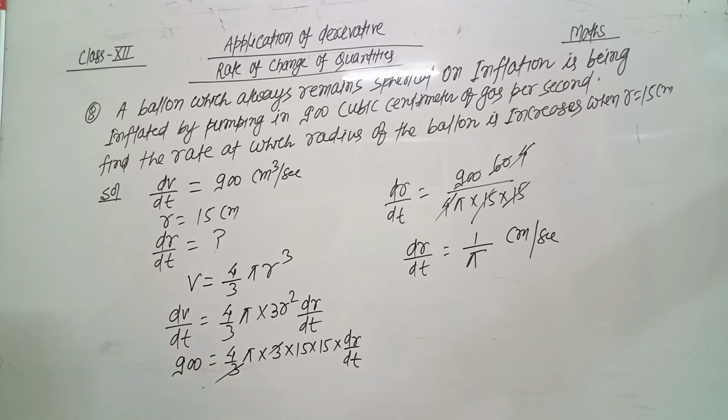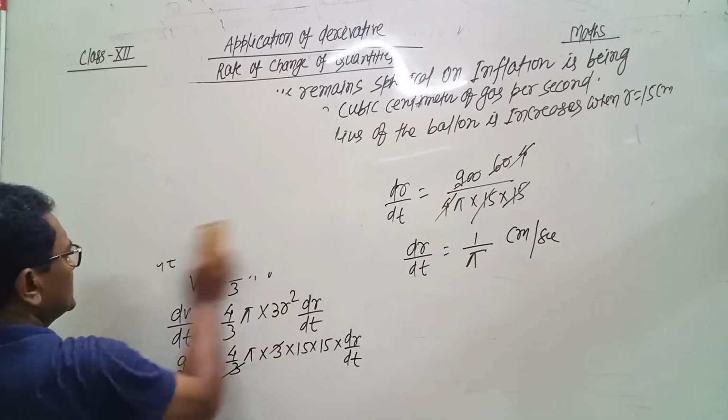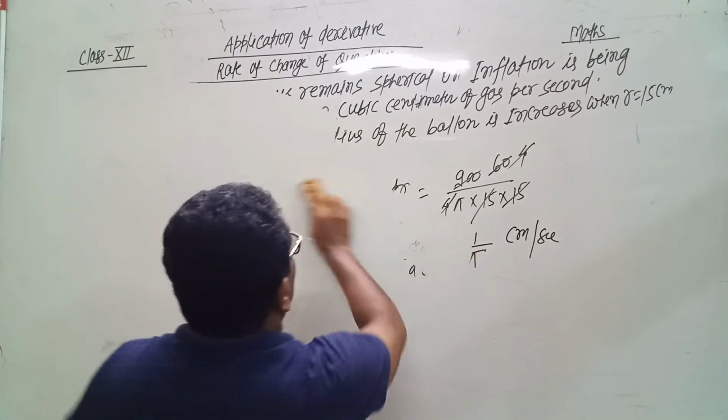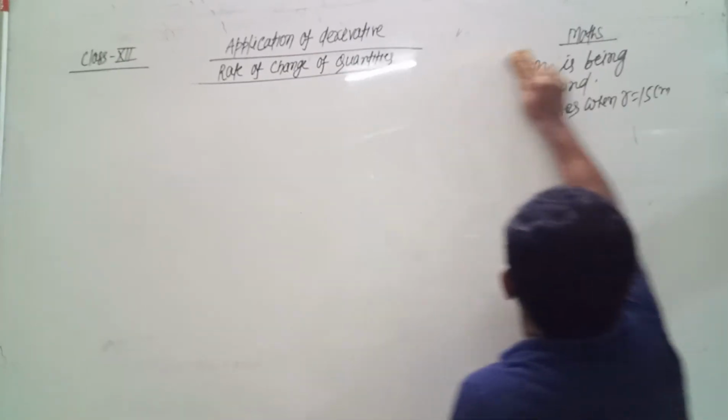When the balloon gets inflated, then the increase in radius is 1 by pi centimeter per second. This was question number 8. Now to discuss the next question, question number 9.